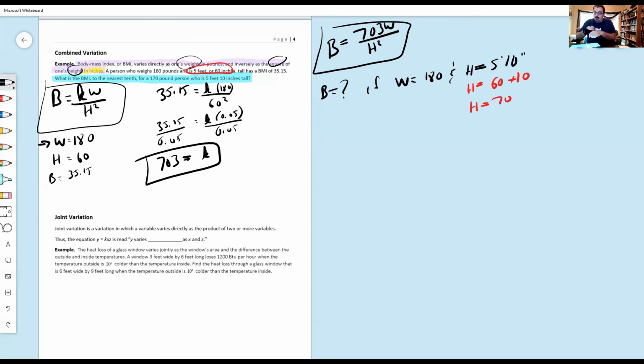Once we do that, I'm ready to plug this into my equation. So B equals 703 times 180 over 70 squared. Put your calculator to work. We get 25.82, which rounded to the nearest tenth is 25.8. All right.